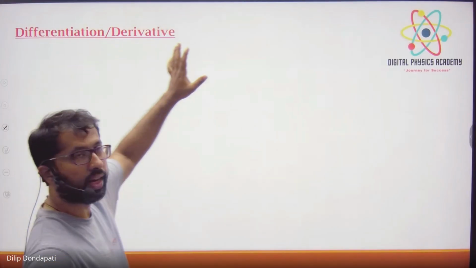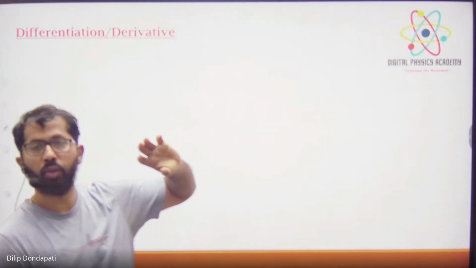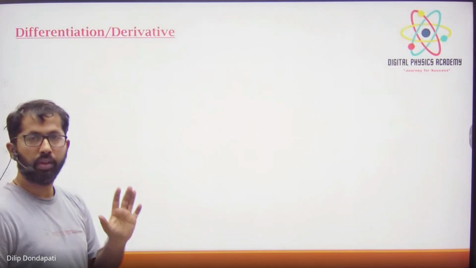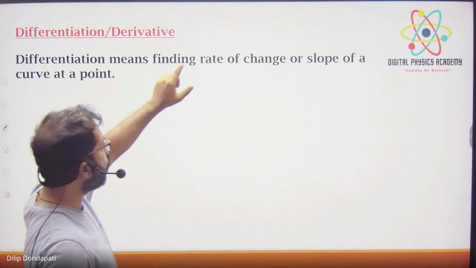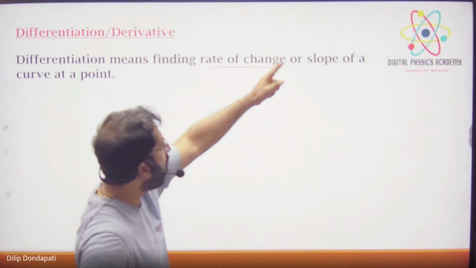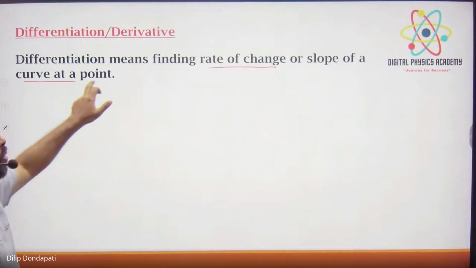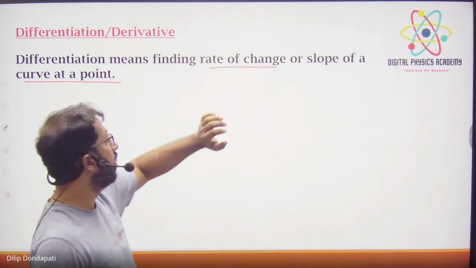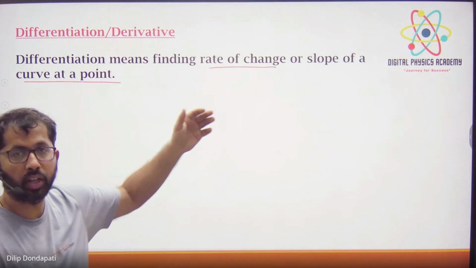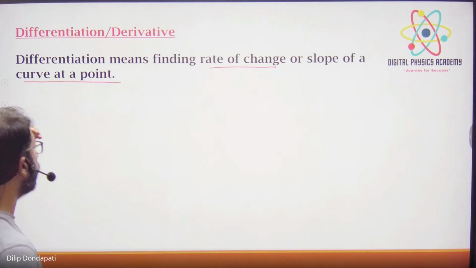Now, majorly, differentiation is also called derivative. Derivative and differentiation, both are the same. So, how to write differentiation? Differentiation means finding the rate of change or slope of a curve at a point. To find the slope at a point, we are using differentiation. Rate of change, we say. To find the rate of change, we are using differentiation.